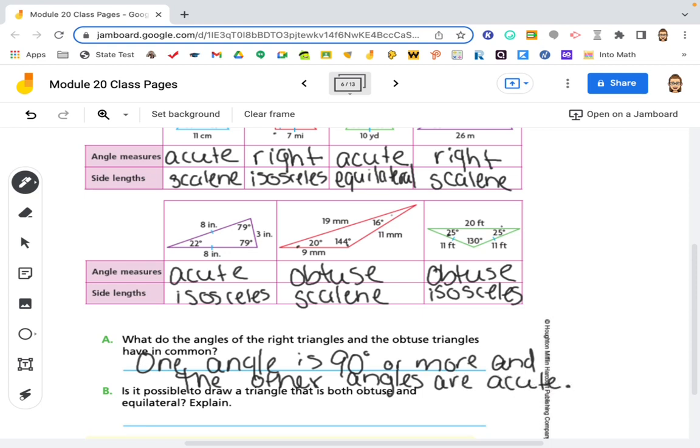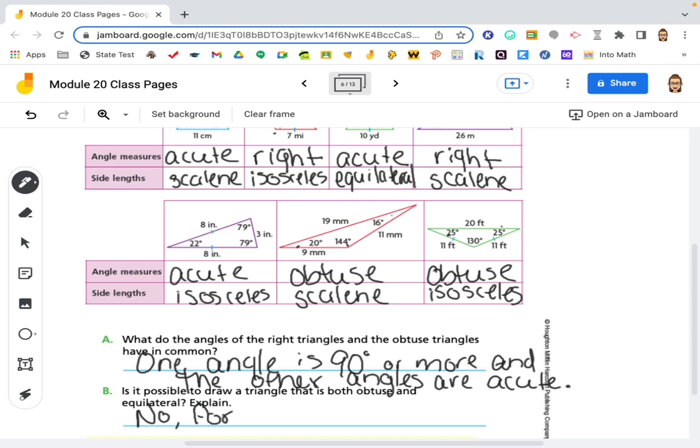So is it possible to draw a triangle that is both obtuse and equilateral? No. The only way to have an equilateral triangle is to have acute angles. All the angles have to be less than 90 degrees for all the side lengths to be the same.